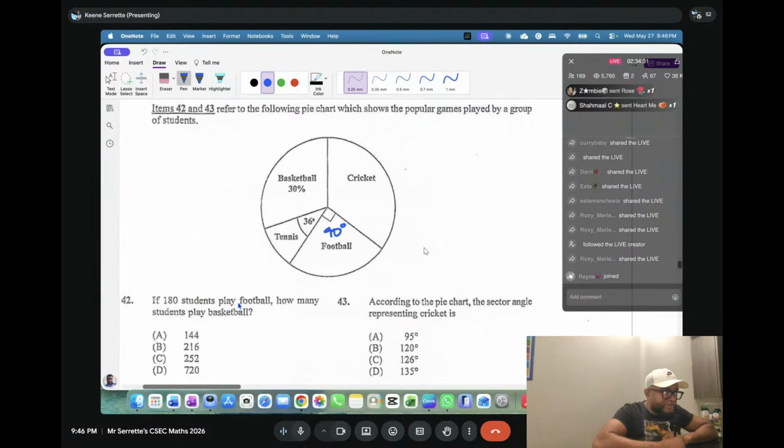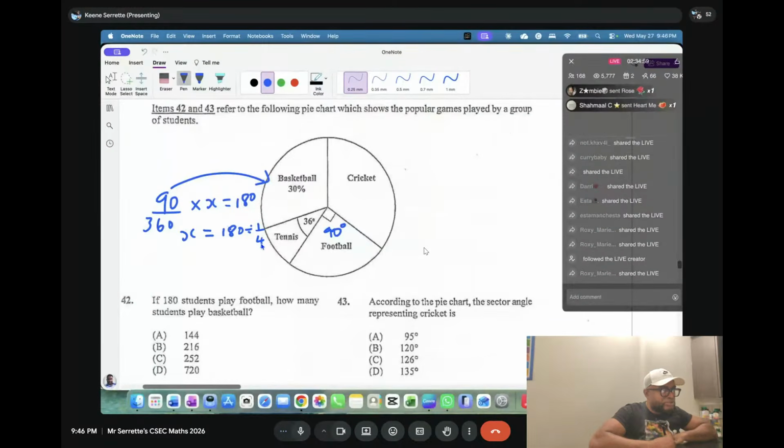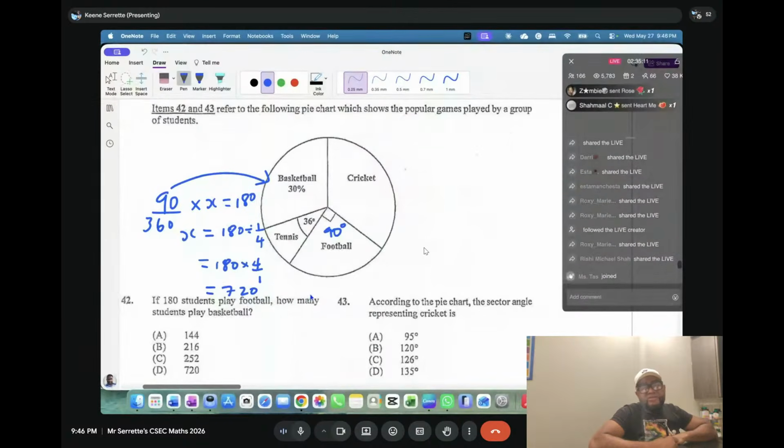If 180 students play football, football is where that's 90 degrees, right? So how many students play basketball? So 90 degrees, so it's like 90 over 360 multiplied by some number x is equal to 180. x being the total amount of students in the class. So it's like a quarter multiplied by x is equal to 180. When you carry a quarter here, x will be equal to 180 divided by a quarter, which will be 180 multiplied by 4 over 1. What is 180 multiplied by 4? 720.